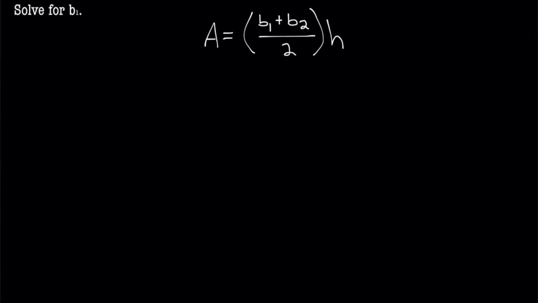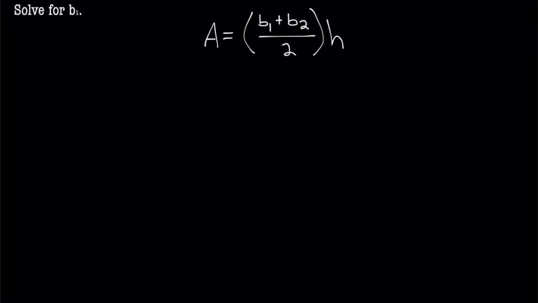Our first example is a equals b1 plus b2 over 2 all times h. If you recognize this, good for you. It's the trapezoid area formula. This time we're being asked to solve for b1.